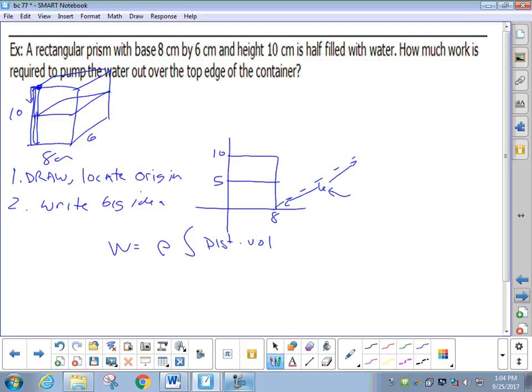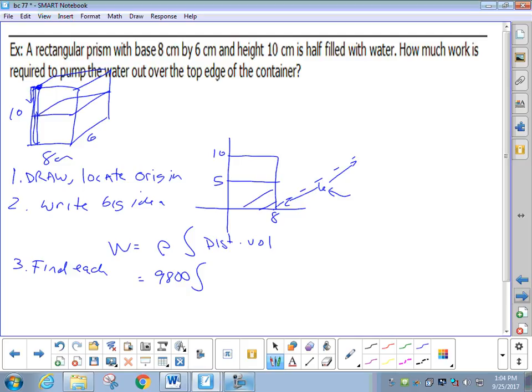The more you write it, the more you remember it. All right? Find each element. The weight density is given. They say it is water, so the weight density is 9,800. The limits of integration: where are they? 0 to 5.